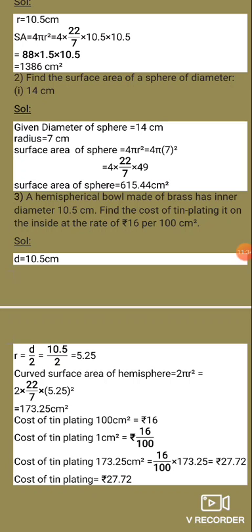Now the cost of tin plating 100 centimeter square is given as rupees 16. So the cost of tin plating 1 centimeter square is equal to what? 16 by 100. Then the last cost of tin plating 173.25 centimeter square is equal to 16 by 100 into 173.25, which is equal to what? Rupees 27.72. Clear, students? So the cost is equal to 27.72.